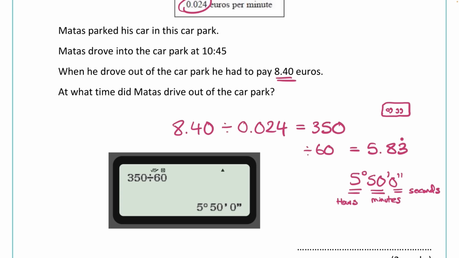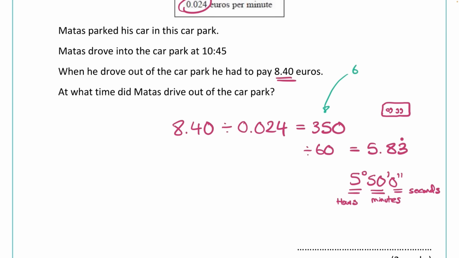You could have just counted up in 60s. We could have gone 60 minutes in the first hour, then 120, 180, 240, 300. So you see there we get to 5 hours, and then from 300 to 350, we have that extra 50 minutes. Completely up to you. There might be different circumstances where using one method over the other is better. Here, they're probably about the same. But 5 hours and 50 minutes.